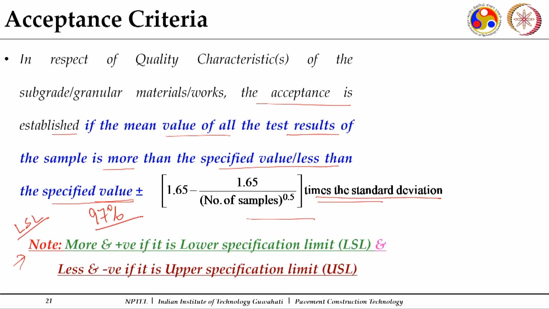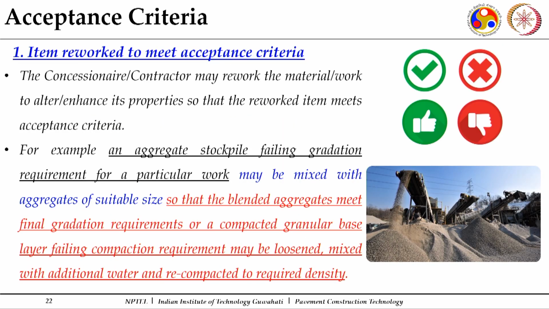If there is a certain requirement, as I mentioned, it can be in terms of the air void content or in terms of any particular aggregate gradation characteristics, then it says that this should be less than the specified value minus this particular one into standard deviation. So, the number of samples, as already specified, what number of samples you have to pick for it.